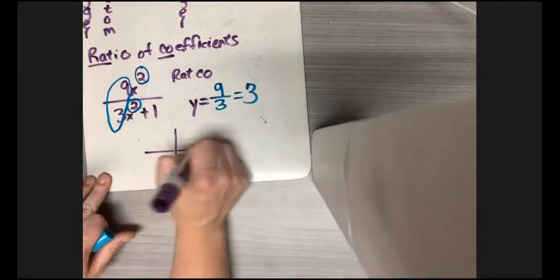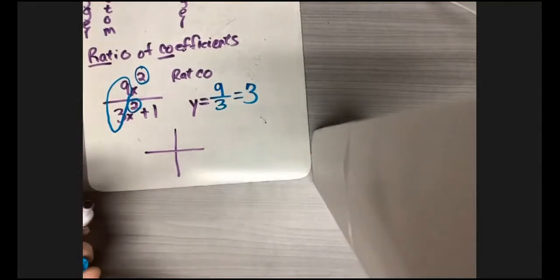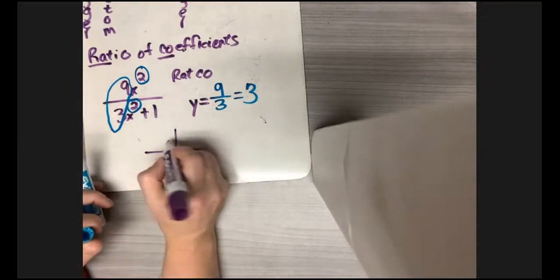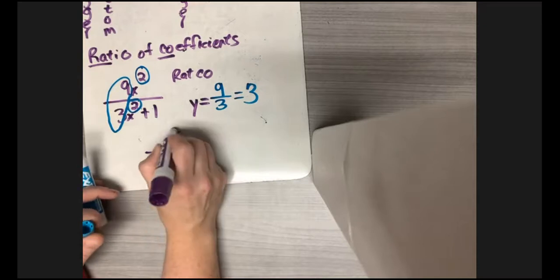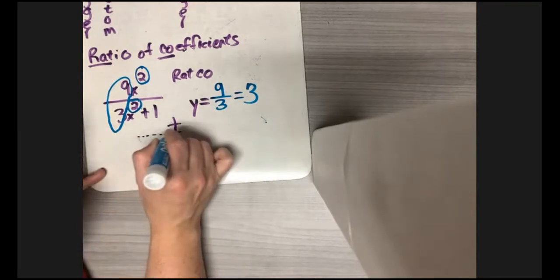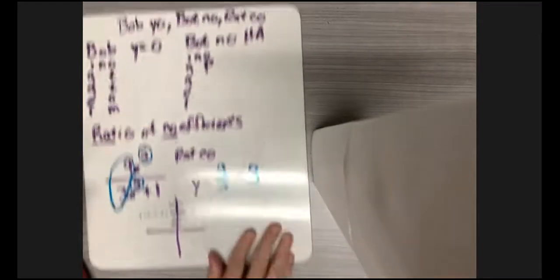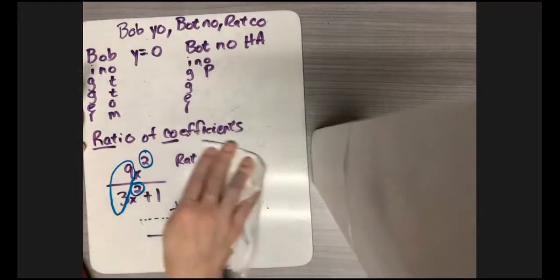Now, if we were looking at a graph picture, and I'm not doing the verticals or anything like that right now, at y equals 3, we would put in our little dashed line right there at y equals 3. Okay, so now we'll take a look at another one. Get rid of this one.